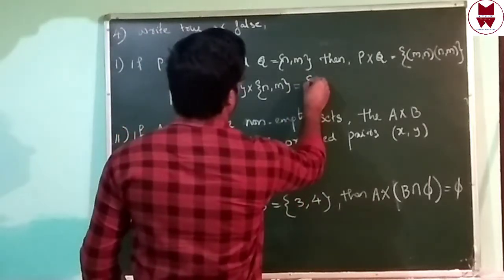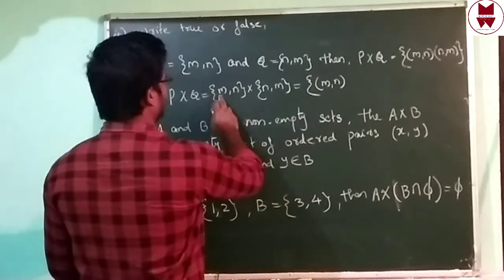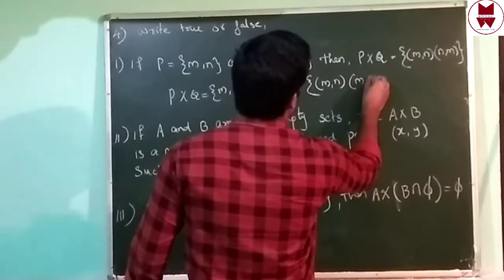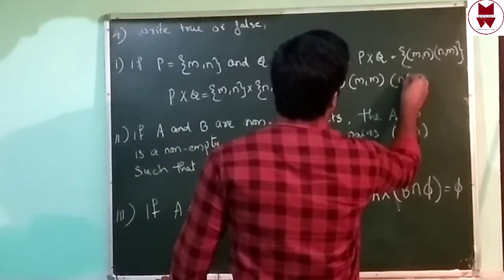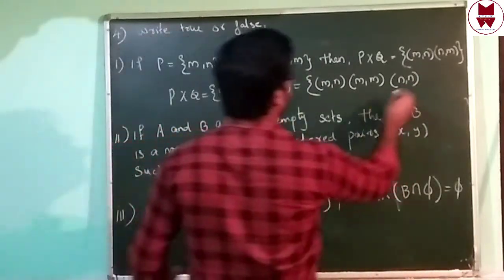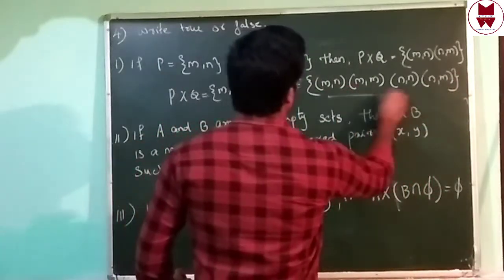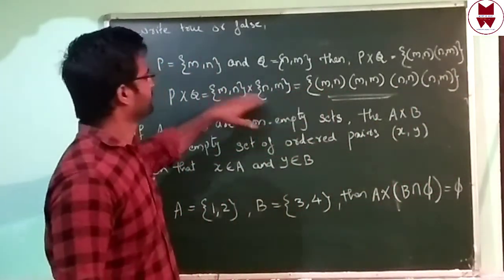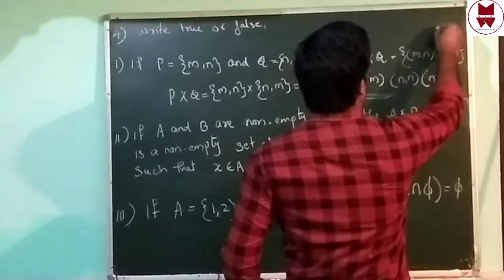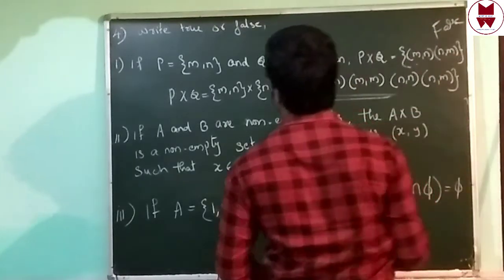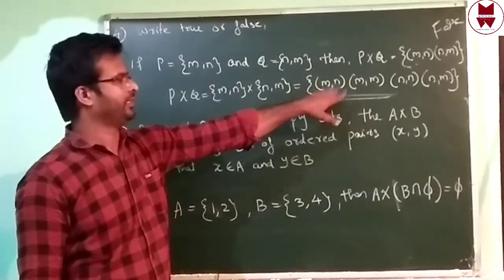And then, Mn: first ordered pair M and N, again Mn. And then using N, N, and then Nm. This is our correct answer, isn't it? Then this P cross Q, they gave only 2 elements. This is false. Roman number 1 is false. Then the correct statement we have to write like this one.